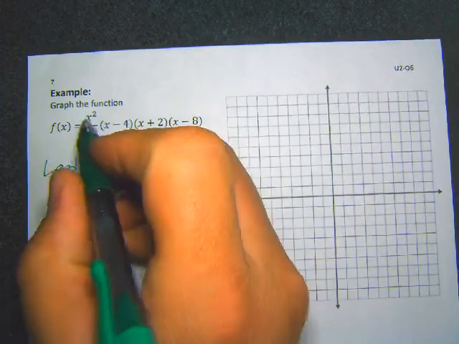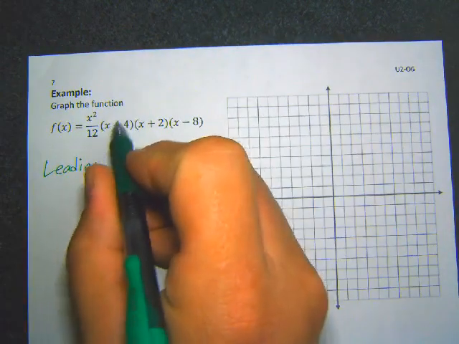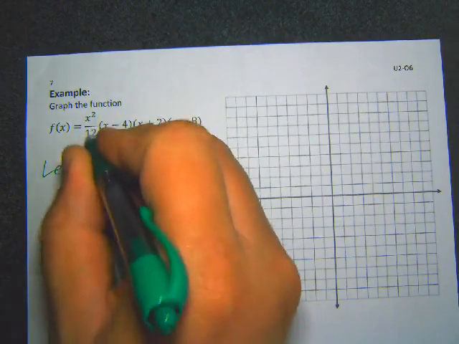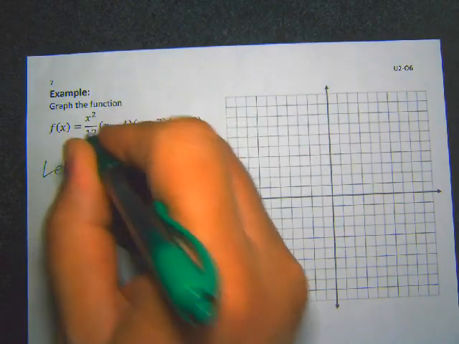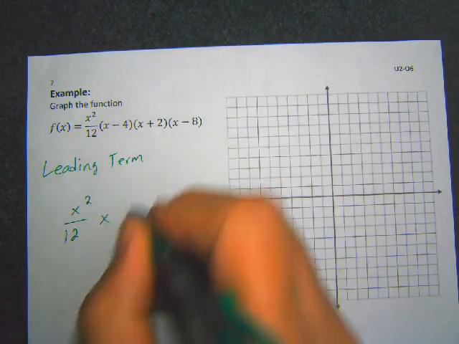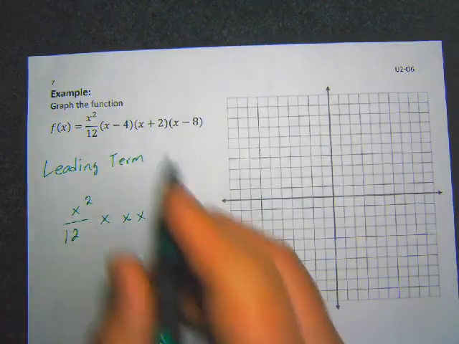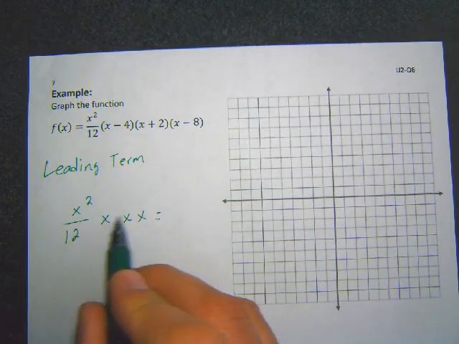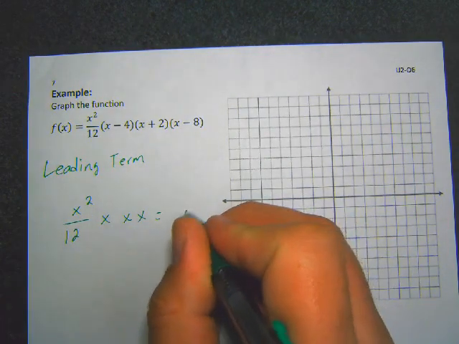So again, I'm going to look at the stuff that's being multiplied. I'm going to ignore the -4 plus 2 minus 8. I'm looking at just the x terms. So we have the x squared, that over 12 is going to be part of the leading term. I have an x from this one, an x from that one, and an x from that one. And that's it. These are all just x's, right? So this is going to be my leading term. So I multiply x squared times x times x times x, that's 5 x's, right? So it's x to the 5th.